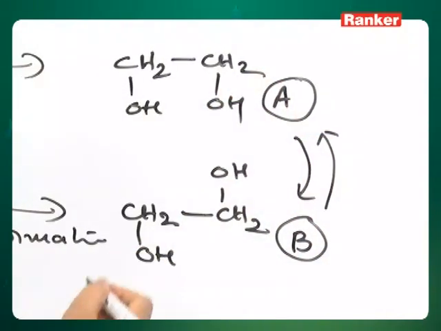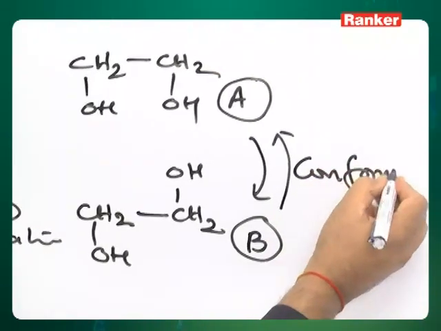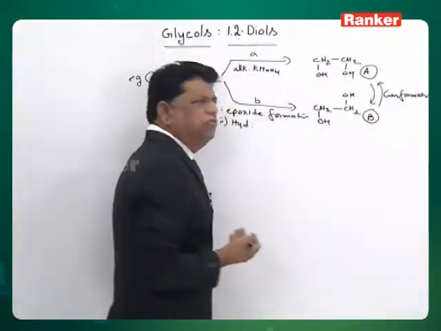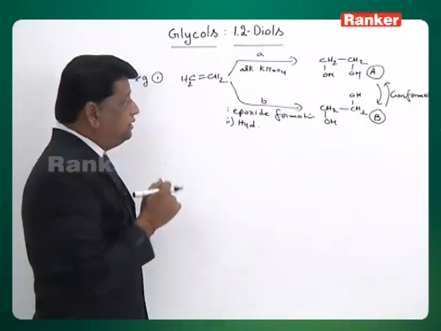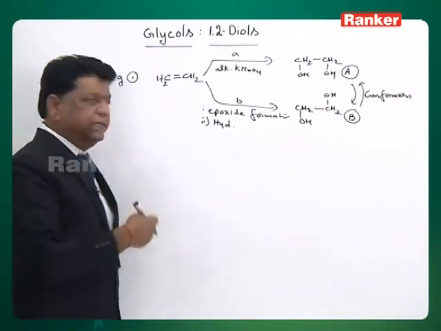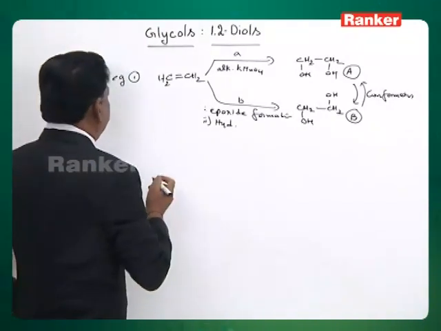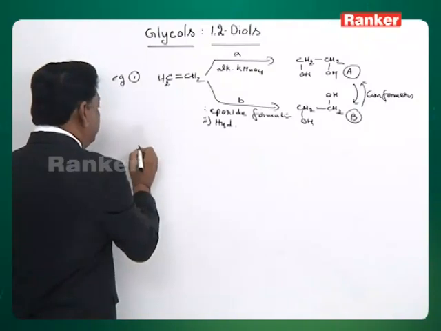And what is the relation? The relation is they are conformers. They are conformational isomers, because with reference to the single bond the 2 OHs need not be on the same side; the single bond rotates, therefore the products formed are nothing but conformers. Now let us go to example 2.